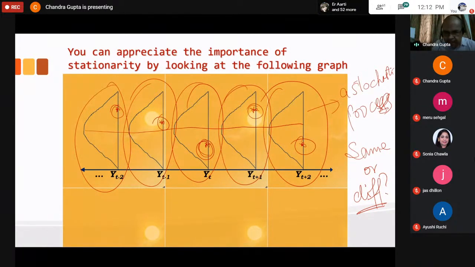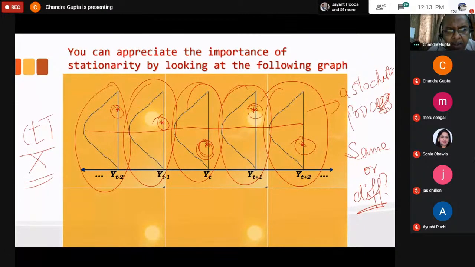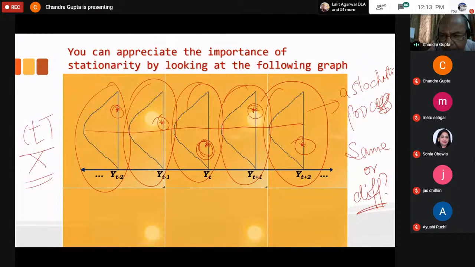Hardeep Singh is saying CLT will play a role here. CLT is a different thing. It doesn't play a role here. CLT talks about the normality of distribution of means if you have larger samples. Here we are not talking about the size of a sample. We're talking about one observation at a point of time. So I'm sorry, CLT had nothing to do with stationarity.